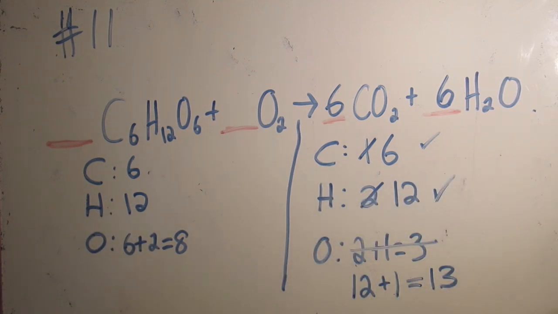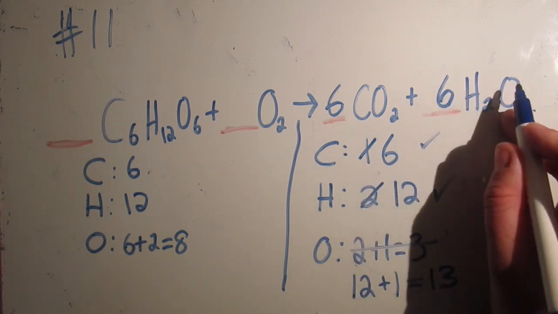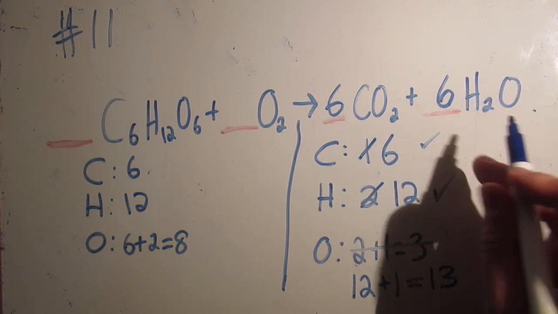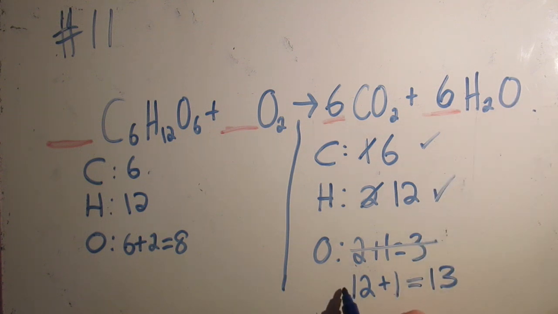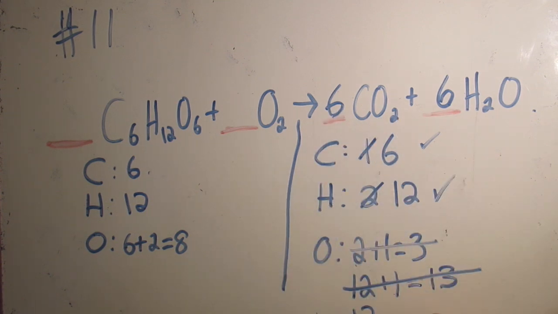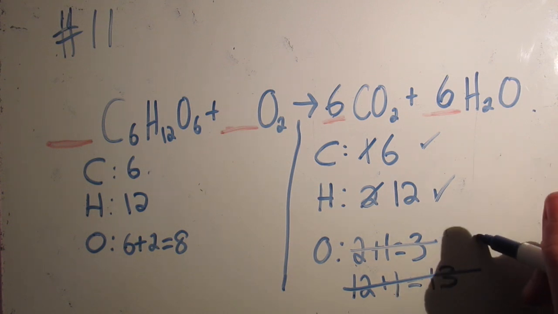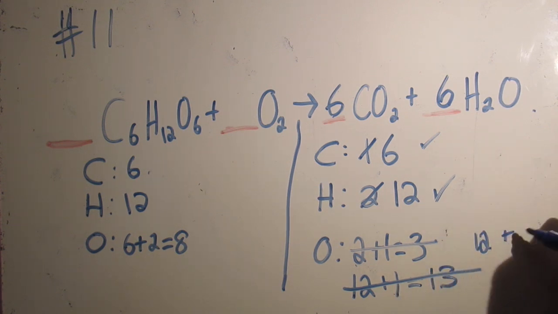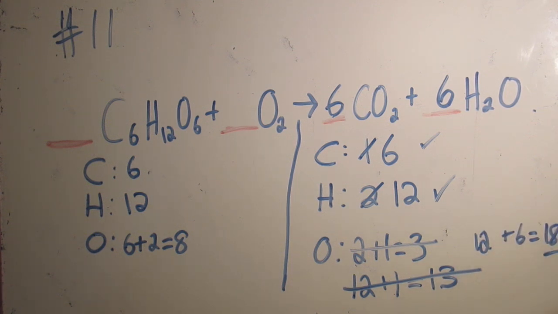Whew, that's good. My oxygens have changed again though, because 6 times 1 is 6. So we've got that crossed out, but we've still got this 12. 6 times 2 is 12. Oh, I've run out of room. I'm going to move it over here. So 12 plus 6 times 1 is 6 equals 18. Wow, that's a lot of oxygens. Okay, so that's our number for oxygen over there.